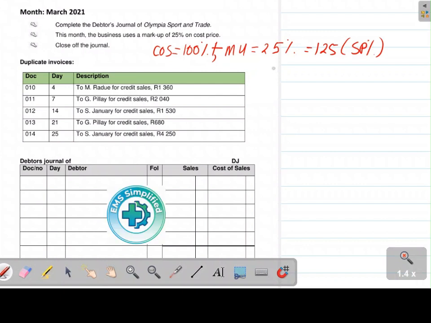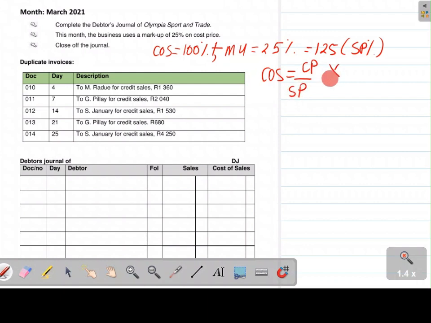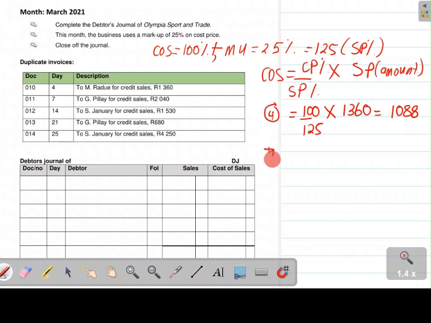So let's use the formula to calculate cost of sales if we are given a sales amount. So cost of sales will be CP over the selling price percentage, applied with the selling price. This is the percentage. So how we replace the formula with the figures: it's 100% over 125% multiplied with 1,360. If we do the calculation, it's going to give us 1,088. That is for day 4.